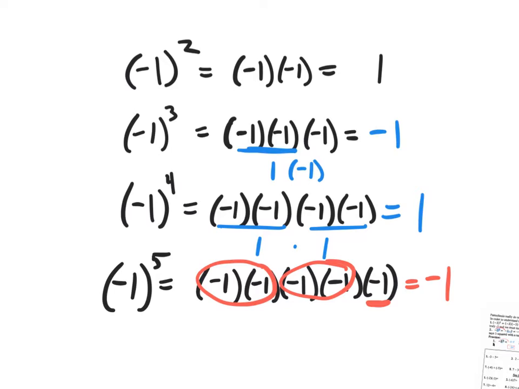Okay, so notice that I used the word odd. I did that on purpose. There is no coincidence there. If there's an odd one out, your answer is going to be negative. So whenever your exponent is even, and you have a negative inside the parentheses, your answer will be positive. But whenever your exponent is odd, when you have a negative inside the parentheses, your answer will be negative.